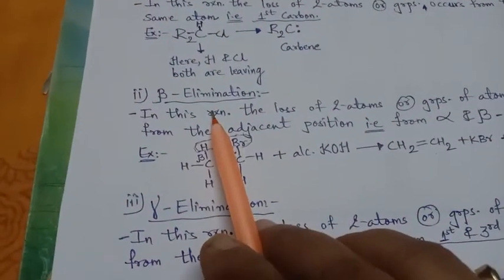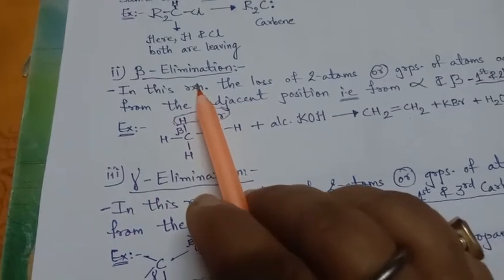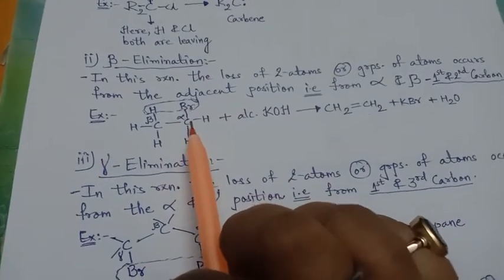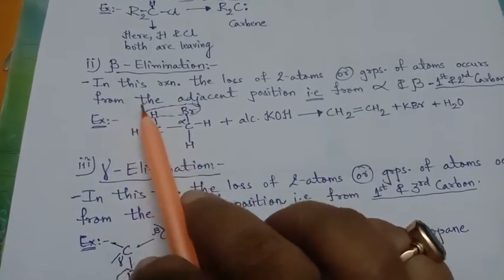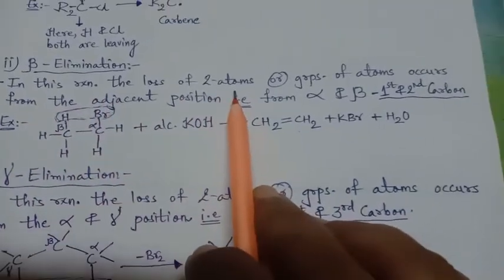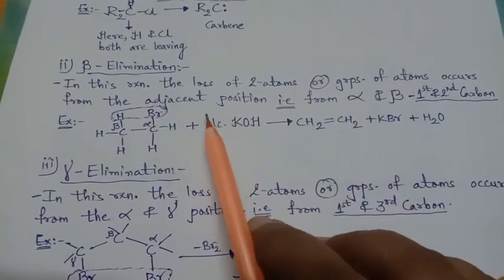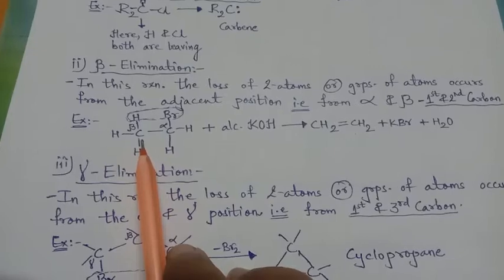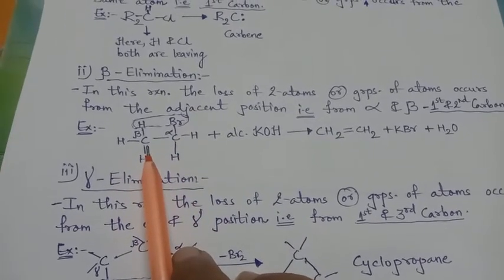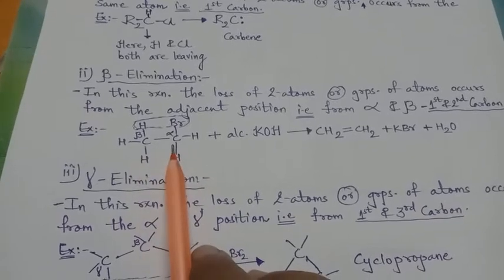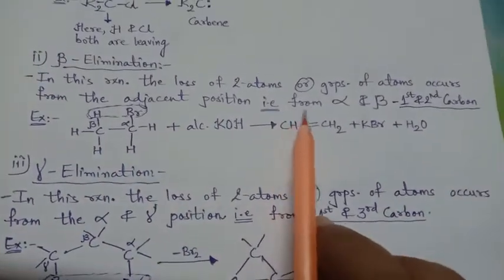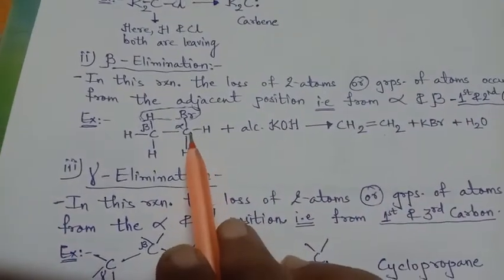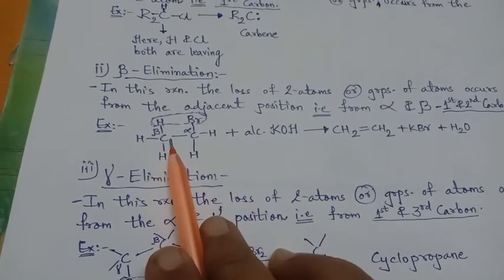Now what is beta elimination? So removal of two atoms or groups of atoms from the first and second carbon both, right? That is called beta elimination. In this reaction, the loss of two atoms or groups of atoms occurs from the adjacent position. Adjacent means from here and from the exact side of it. When two atoms are beside each other, they are called adjacent, right? Or in a simple form, if we want to remember, it is from the alpha and beta position, that is first and second carbon. First carbon is the alpha, the second is the beta, right?